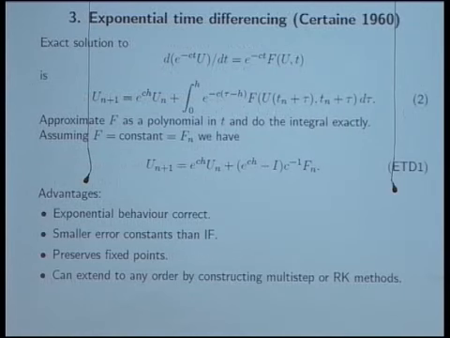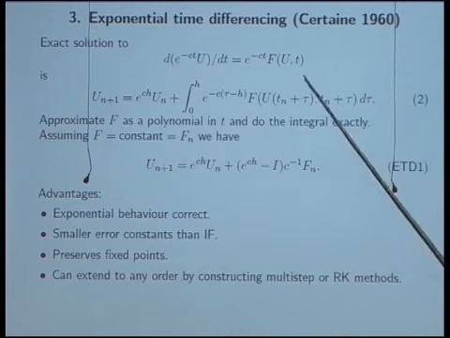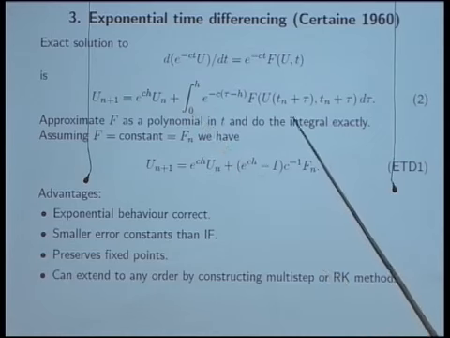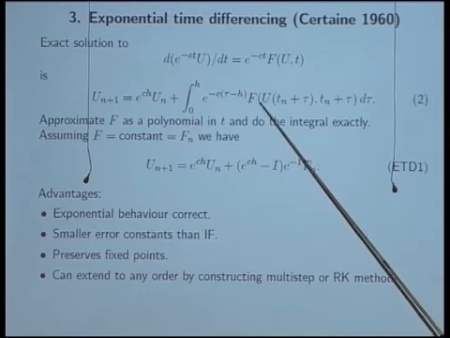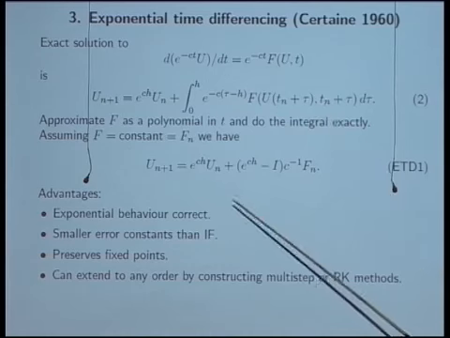So a better method is what I call the exponential time differencing method, which goes back to Certaine in 1960. I'll say a bit more about the history in a moment. It says that we do the same thing of multiplying our equation through by an integrating factor, but then instead of just time-stepping this system, we write down the exact solution formally using the so-called variation of constants formula, and then we approximate this function f as a polynomial in t, and then do this integral. In the simplest case, if we approximate f as being a constant, we get this first order method of this type.